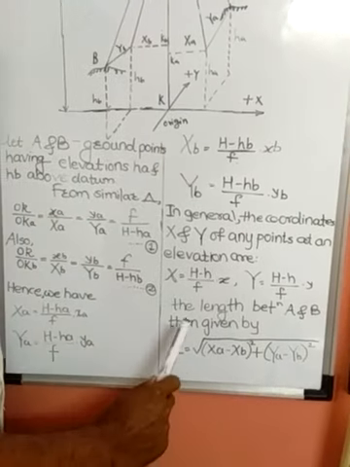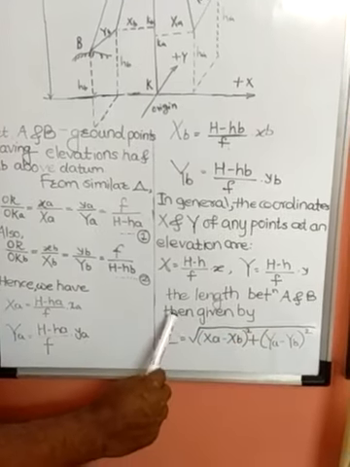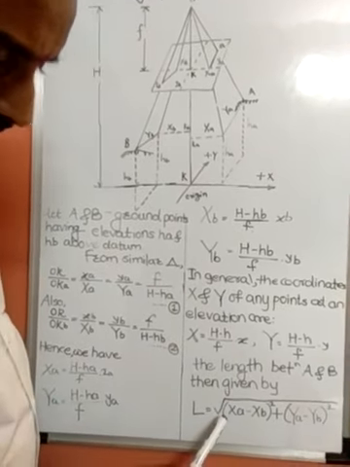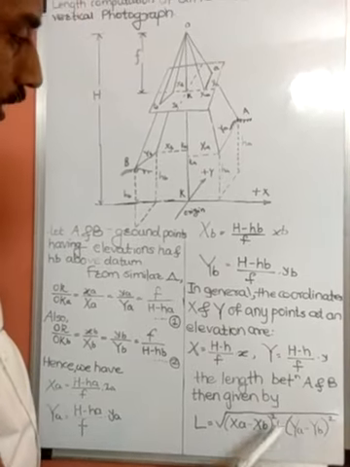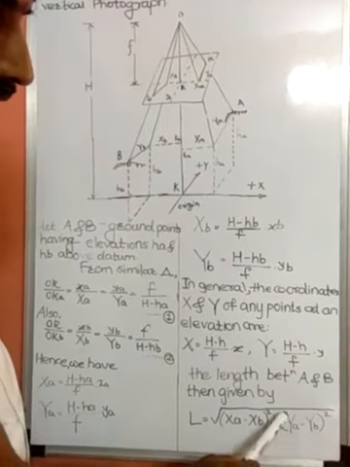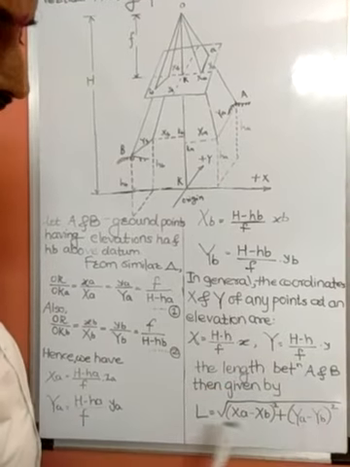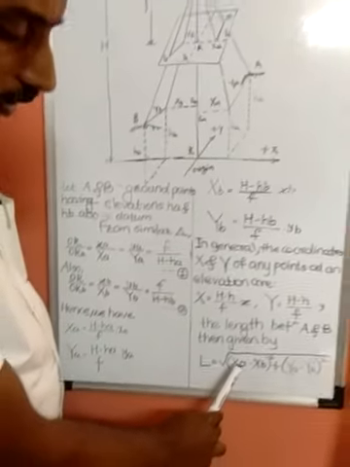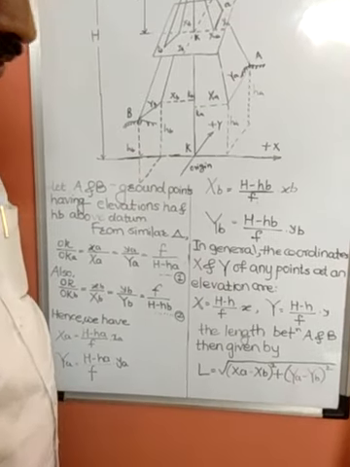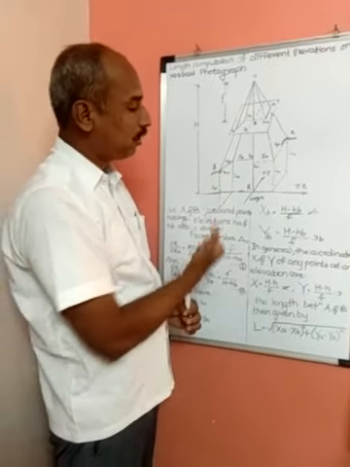So from that, we calculate the length L between A and B of the ground points, which equals the square root of (XA minus XB) squared plus (YA minus YB) squared. So L equals the square root of (XA minus XB) squared plus (YA minus YB) squared. This is the computation of length in aerial photogrammetry for a vertical photograph.